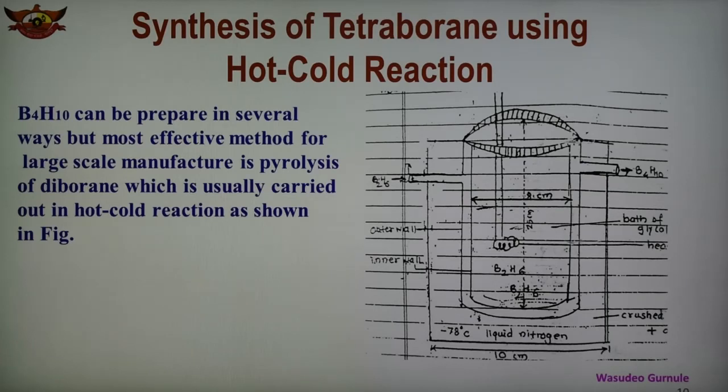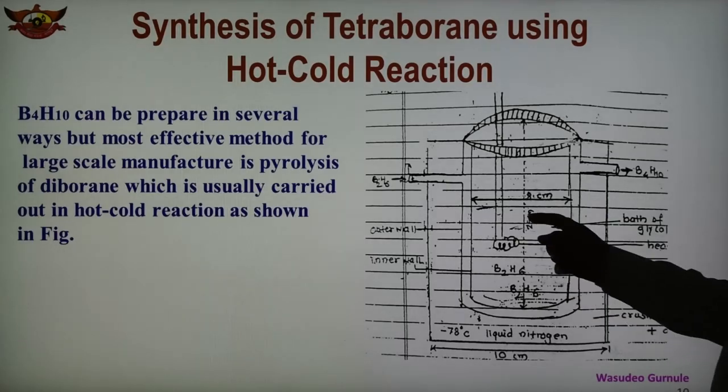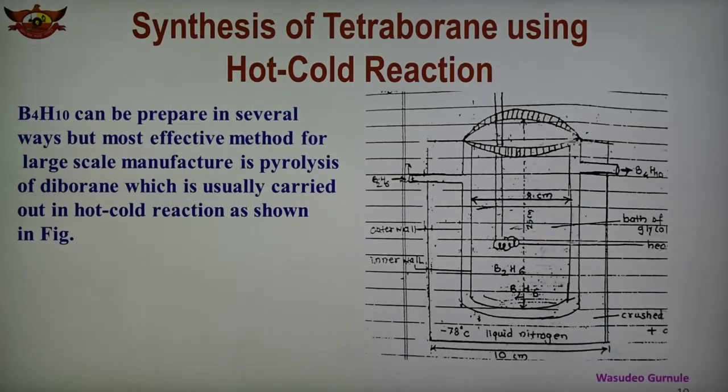So tetraborane 10 can be prepared by using this method, and this is the most effective method for the large scale manufacture of tetraborane 10 by the pyrolysis of diborane. This method is generally carried out in the hot cold reaction as shown in this figure. Because this is the hot and this is the cold, this method is known as hot cold reaction, and this is the reactor shown here. This figure shows the hot cold reactor for pyrolysis of diborane.